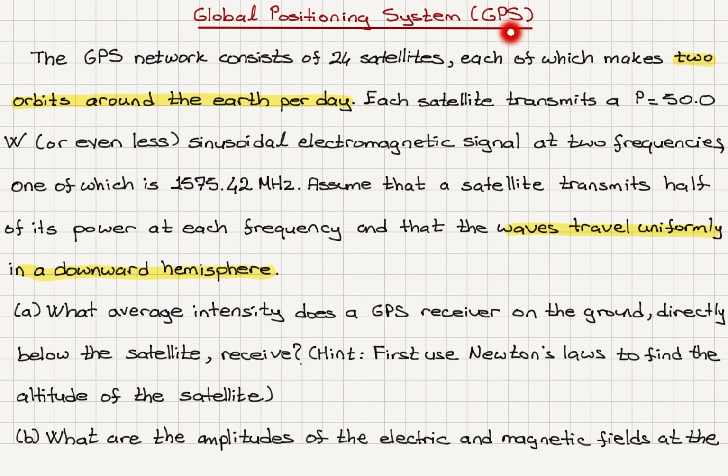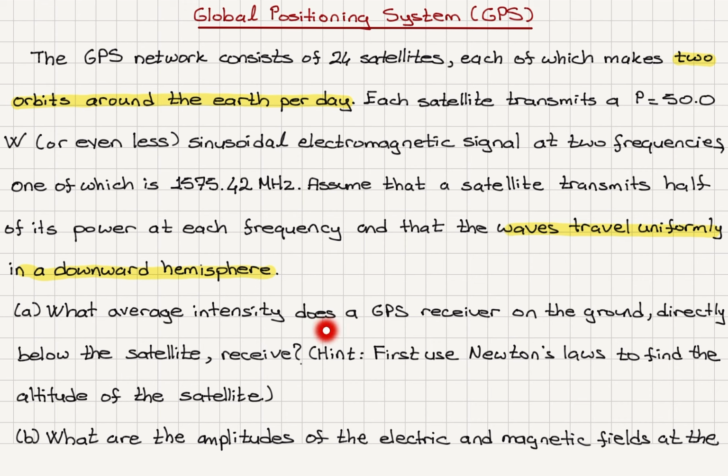Global Positioning System, GPS. The GPS network consists of 24 satellites, each of which makes 2 orbits around the Earth per day. Each satellite transmits a P equal to 50 watts or even less sinusoidal electromagnetic signal at 2 frequencies, one of which is 1575.42 MHz. Assume that a satellite transmits half of its power at each frequency and that the waves travel uniformly in a downward hemisphere.